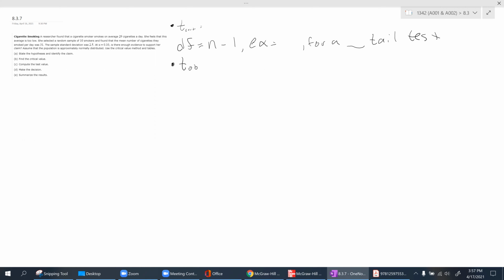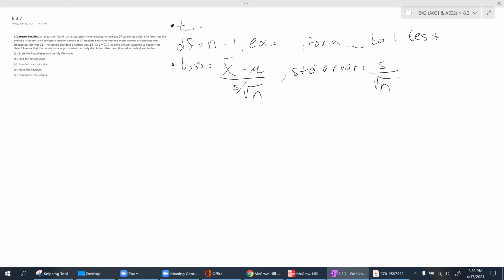My t observed, the value we're going to be observing, is the sample mean minus your mu, over your sample standard deviation over the square root of n, where we said that is the standard error. So these are the main formulas we're going to be using, and we're going to see how we apply t crit, because I think that's where you might be asking, what is going on?